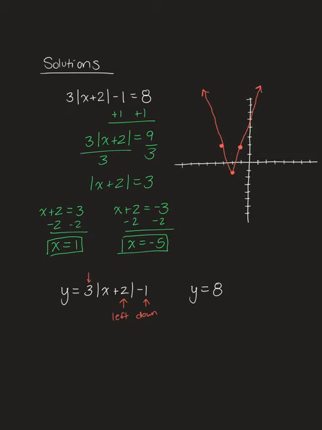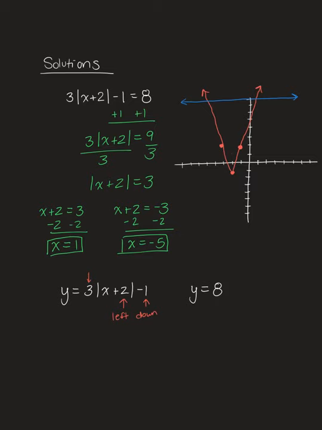So now I want to graph this line y equals 8. This is a horizontal line, okay, and it will cross the y-axis at 8. So right up top here, that's my second graph, or my second line, okay?